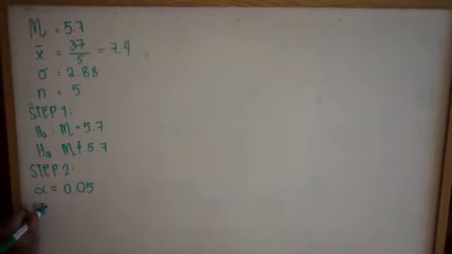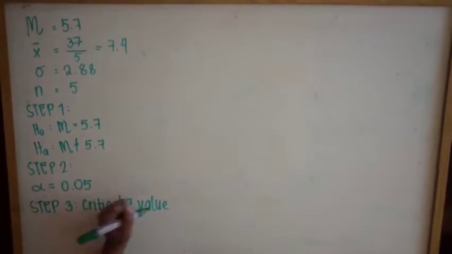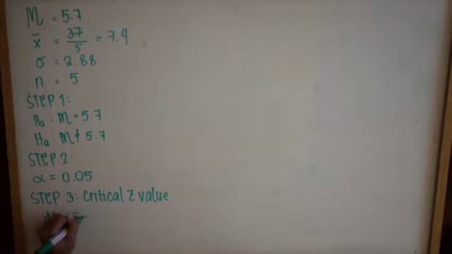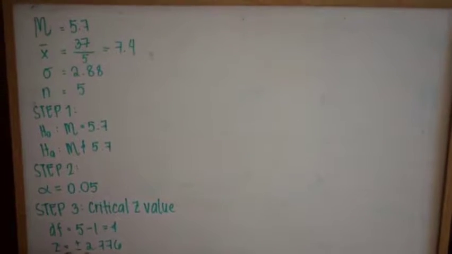Step 3. We have the critical value. Since our sample size is less than 30, we need to use the degrees of freedom. 5 minus 1 is equal to 4. If we look into the t-table, we'll get the value of positive negative 2.776.